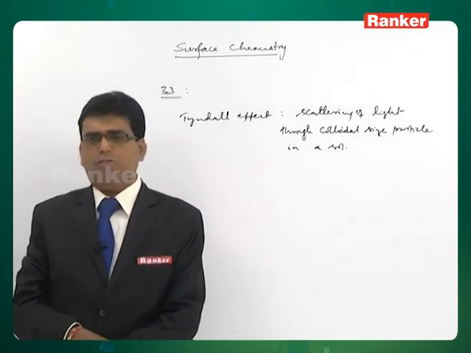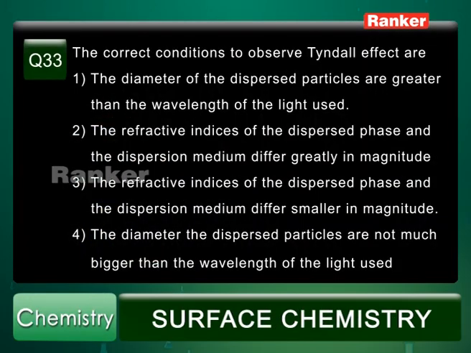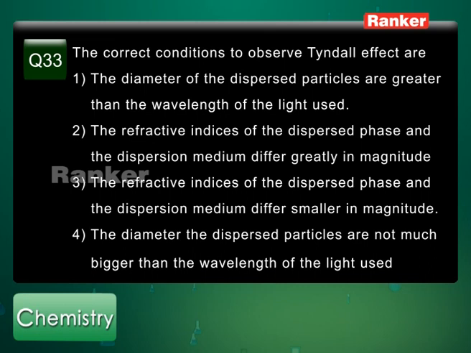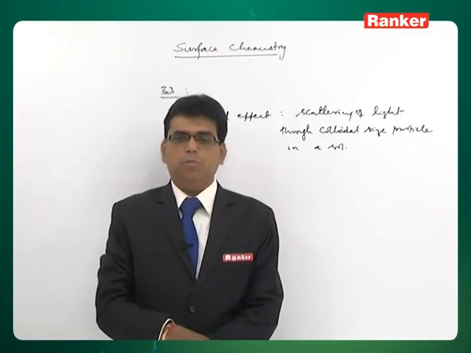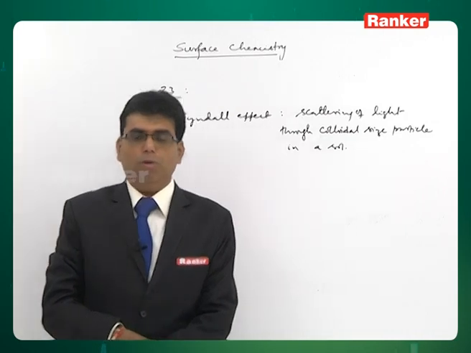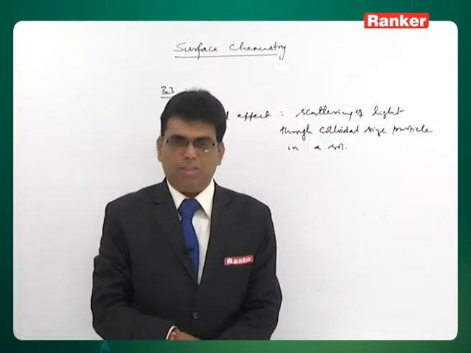Regarding that, if you look at these options, the diameter of the dispersed particles is greater than the wavelength of the light. No, it should be less. Then, refractive index of the dispersed phase and the dispersed medium differ greatly in magnitude. Yes, they have to differ, otherwise the Tyndall effect, scattering of light, will not take place. And refractive index of the dispersed phase and the dispersed medium differ in smaller magnitude. No, they should differ greatly, as in the second option it is given.